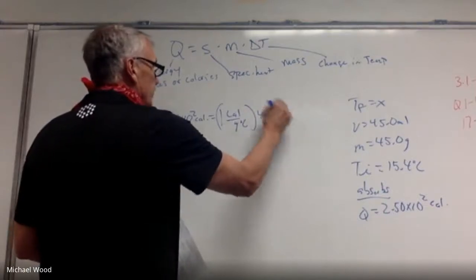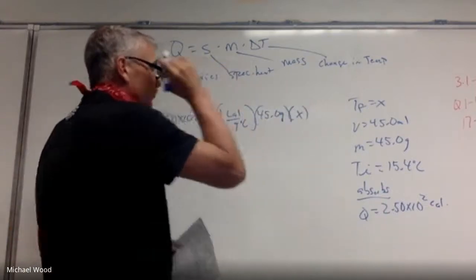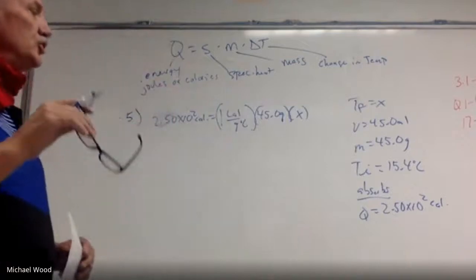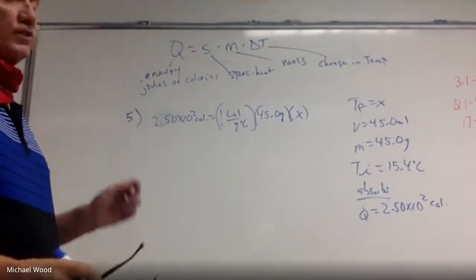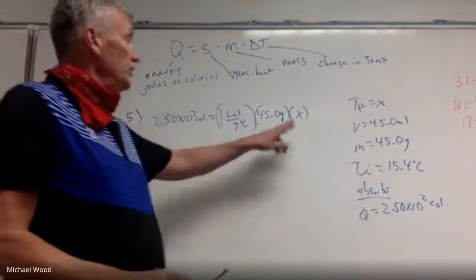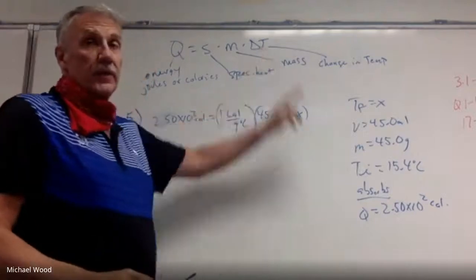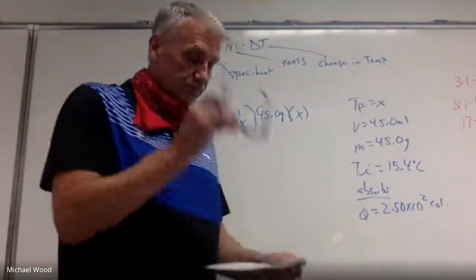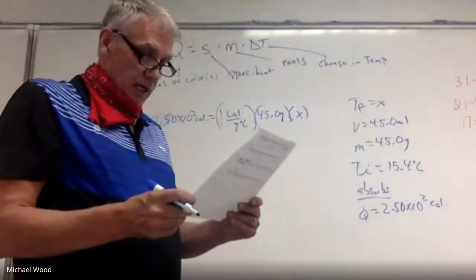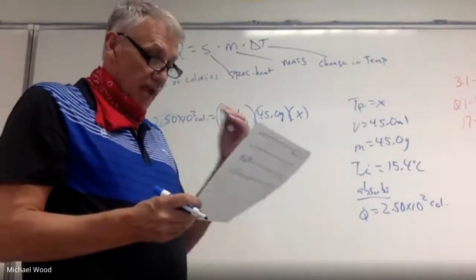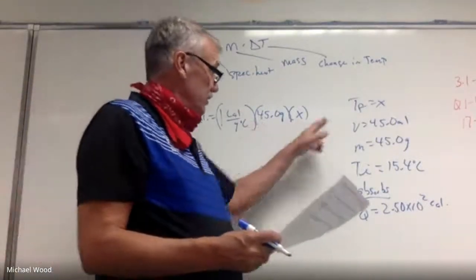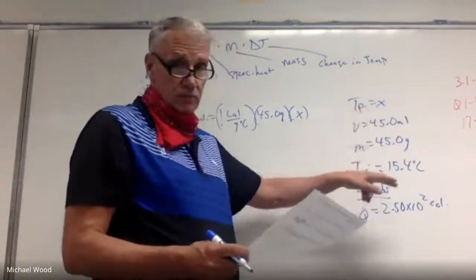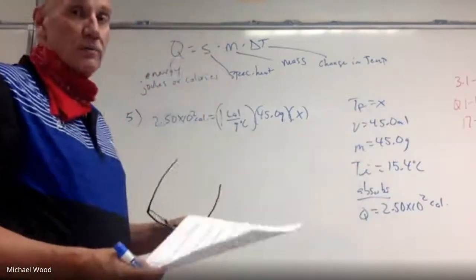But this one's different. This one did not ask for the change in temperature. This one asked for the final temperature. So delta T is going to be X, but it's not going to be my final answer. And because it absorbed energy, I'm going to add whatever delta T is to my initial temperature. So I'm going to go one more step here.